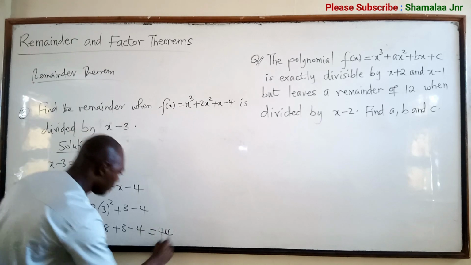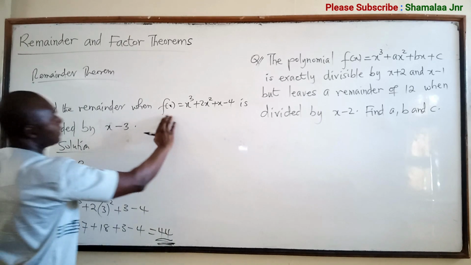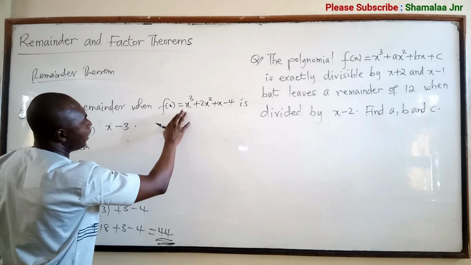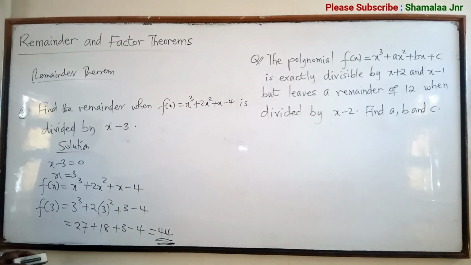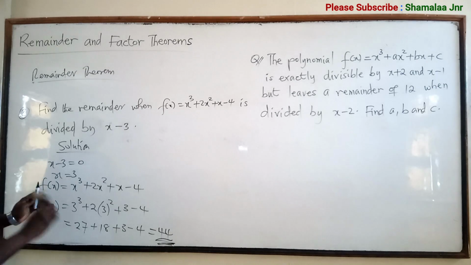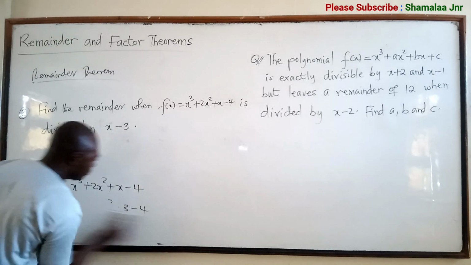44. So viewers, this will be the remainder when this cubic function or this polynomial is divided by x minus 3. So it is not difficult at all. It's not difficult at all.